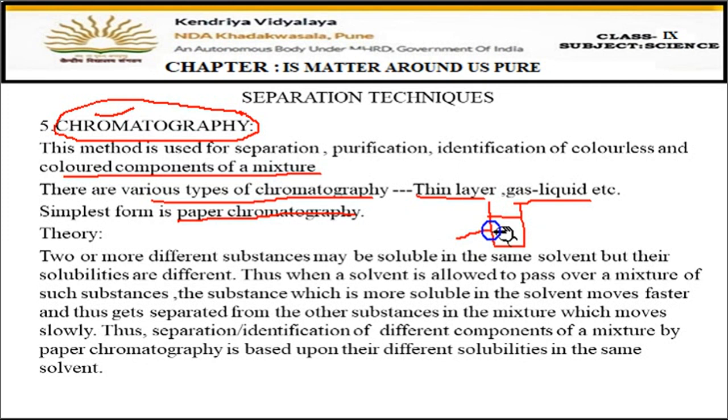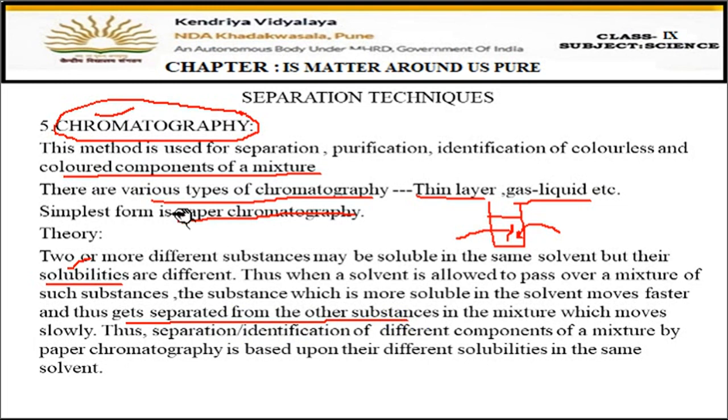Now, suppose you have mixed two different substances in this solvent. So a mixture is ready. These two substances you have mixed, but their solubilities will be different. One may be more soluble than the other. Thus, when a solvent is allowed to pass over a mixture of such substances, the substance which is more soluble in the solvent moves faster and thus gets separated from the other substances. So this is the theory of chromatography.